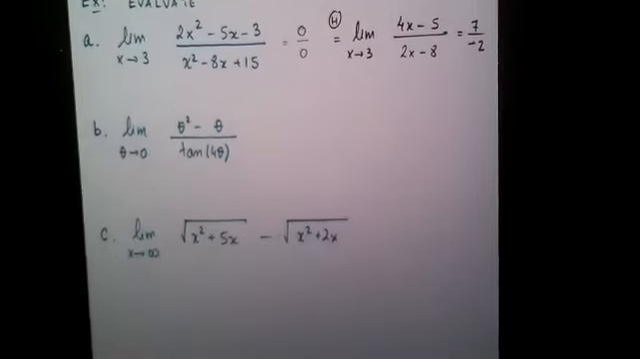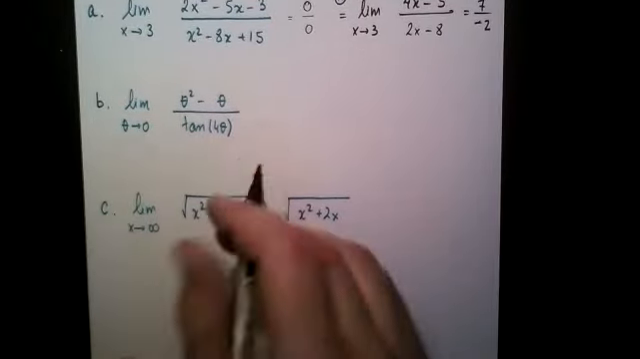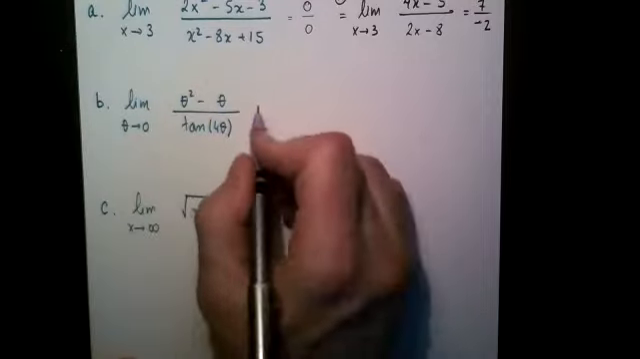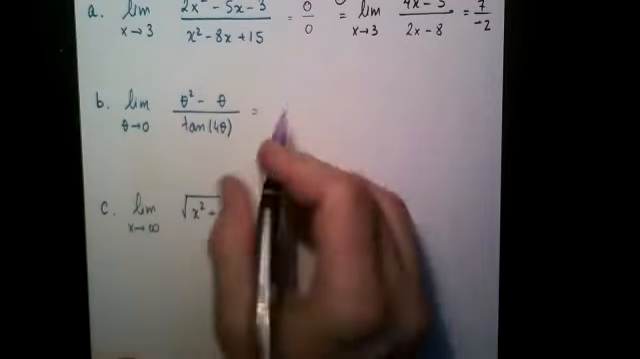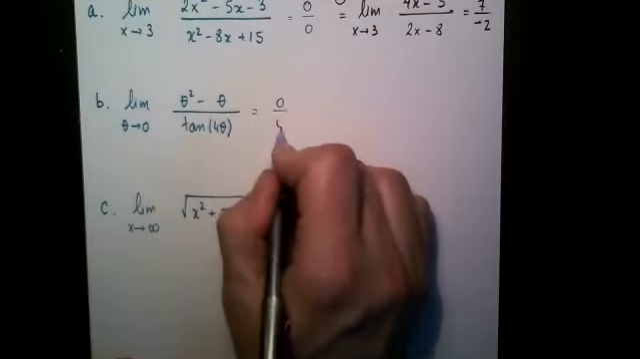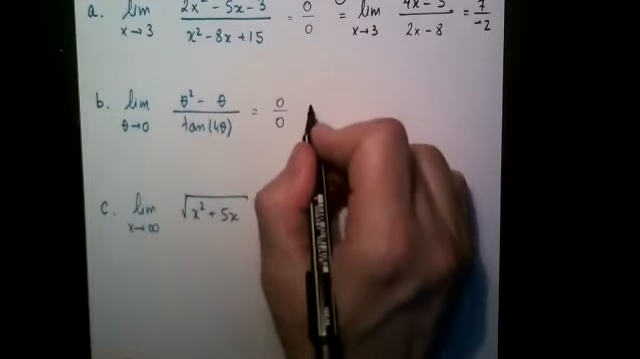Okay, let's do the next one. So you plug in 0 in here. 0 minus 0 is 0, and the tangent of 0 is also 0. So we could do L'Hopital's rule again.